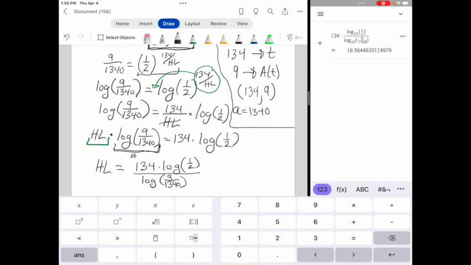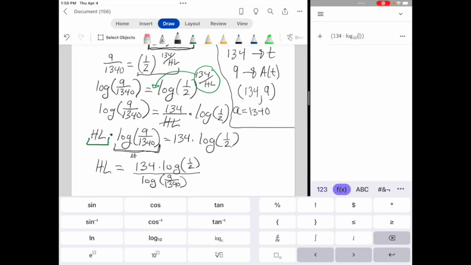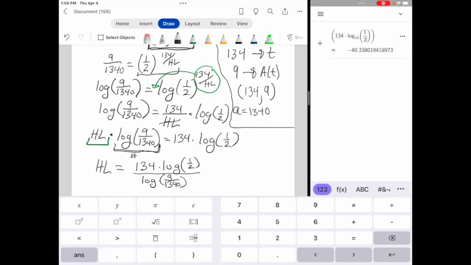Now this 134 is showing off to the side. That's the same thing as having it in the numerator, but if you're not comfortable like that and you want to make sure it looks exactly like what you did in your scratch work, start with the parentheses. So we would have 134 times log of 1/2. Then I want to come over and divide by the log of 9 divided by 1,340. There we go.